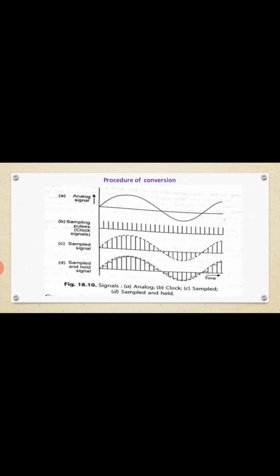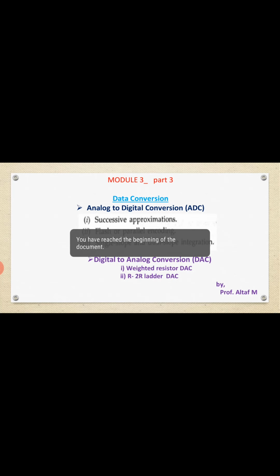Today I have discussed the successive approximation ADC, the flash or parallel encoding ADC, and the single slope ADC. All these three analog to digital conversions I have discussed, and next digital to analog conversion. I discussed the weighted resistor DAC and the R2R ladder. Apart from this, I have discussed the multiplexer. And there was one last block diagram where both the ADC and DAC are used.